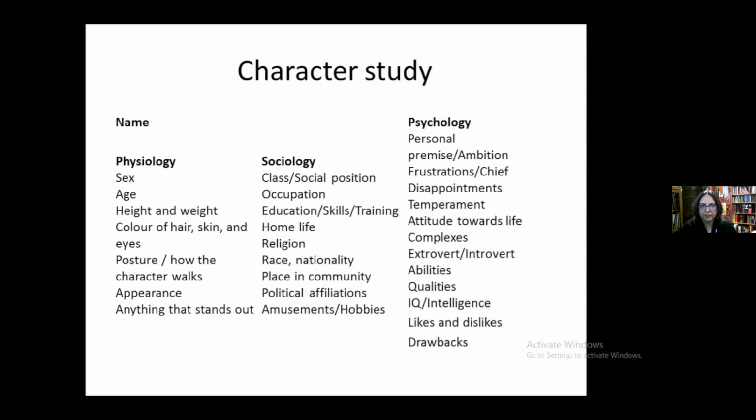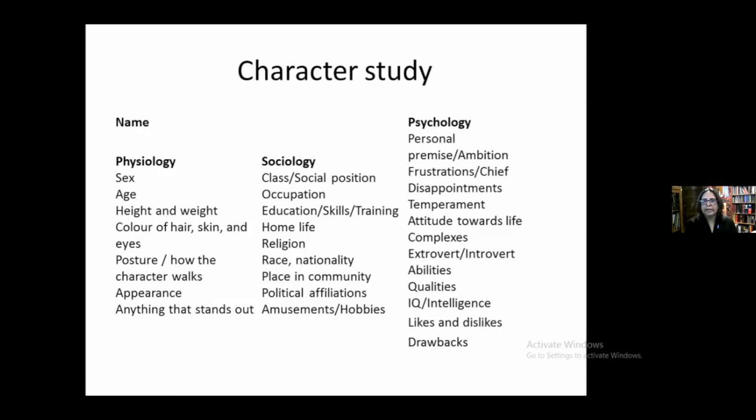Then we have the second part, which is the sociology, where we get to know a little bit more about the character in relation to its family or its surroundings or the outside world, or to society at large. And the third part is the psychology, which is more the internal characteristics of the person. What is their temperament like? Do they have some special abilities? What are their likes and dislikes? So, this is more the internal characteristics of the person.